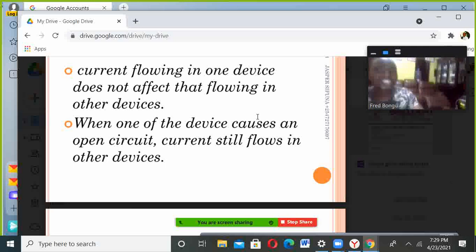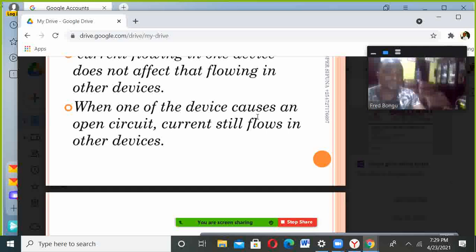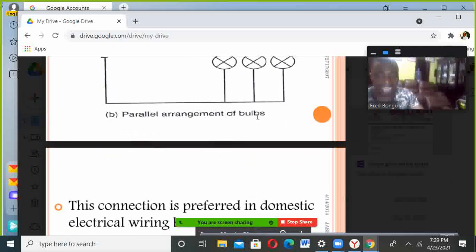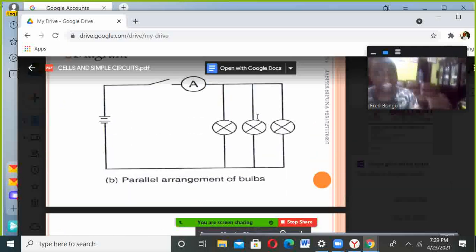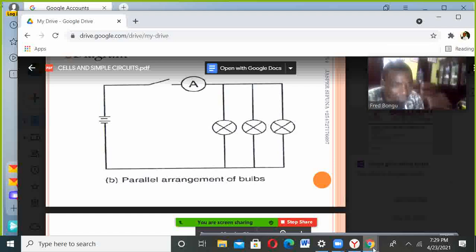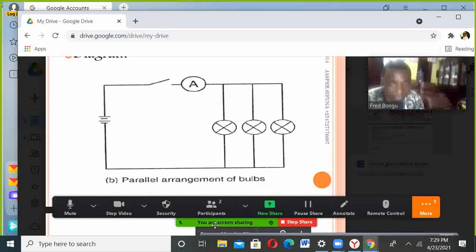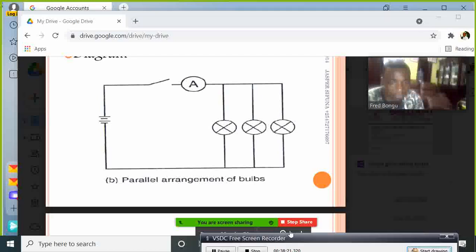Therefore, current in one device does not affect the current in the other devices. They are independent. So when one device causes an open circuit, current still flows to the others. We're going to see in the diagram. Now, this is a parallel kind of connection. Let me get my biro. This here.